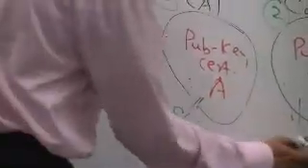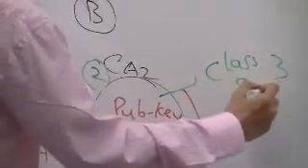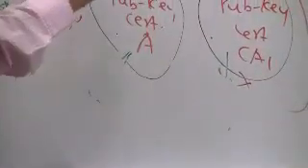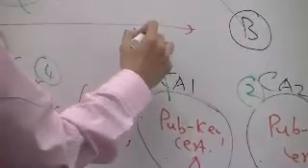Okay? So this is a class 3 certificate, whereas this is a class 1 certificate. The certificate of the individual user A, the class 1 certificate. Is that clear? Any question?